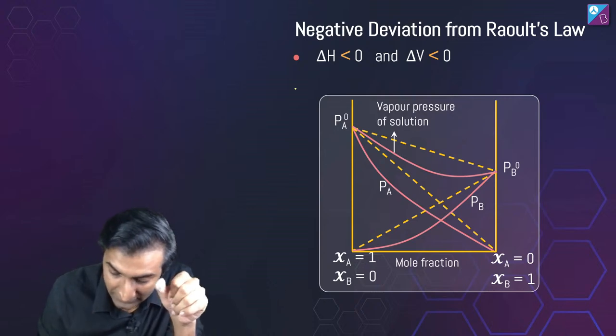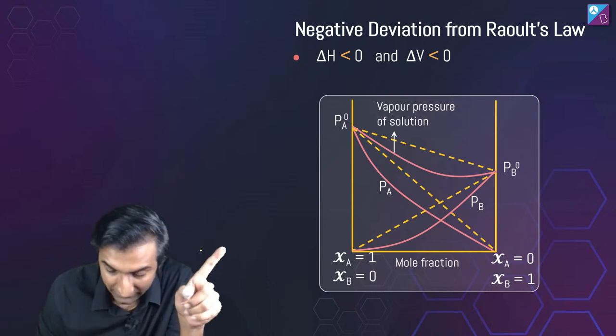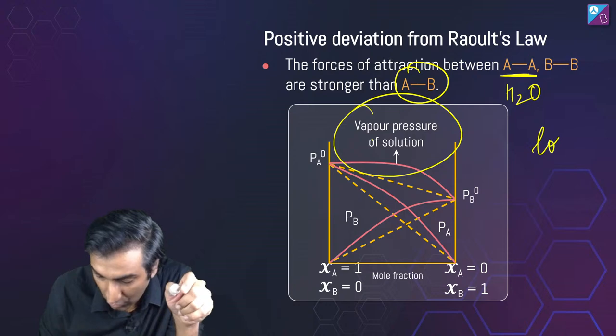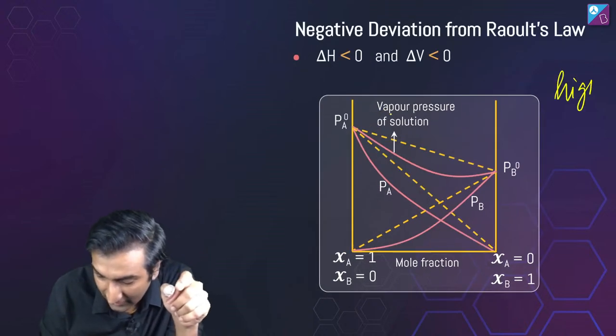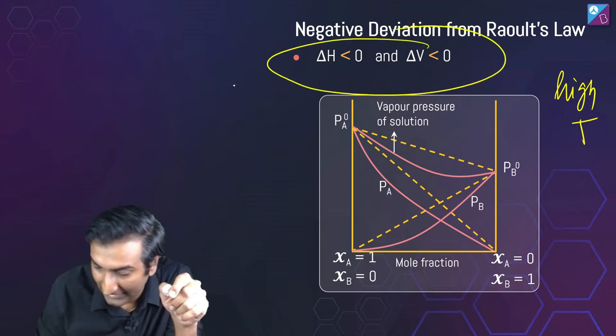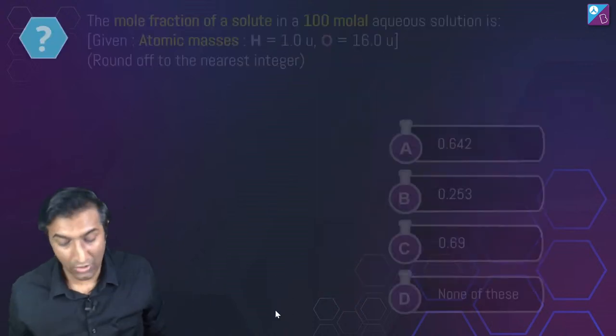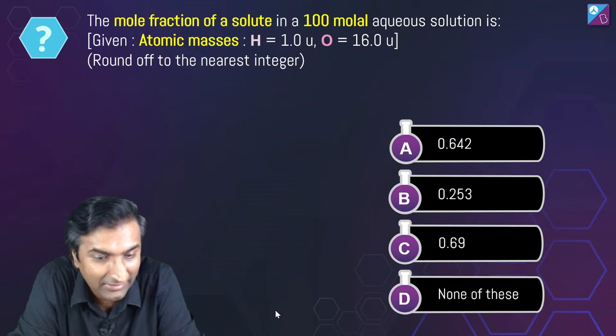And the most interesting thing is that this is for positive deviation. Positive deviation matlab low temperature. Negative deviation matlab high temperature. Aur yahan pe delta H aur delta V values badi hui. Chalo, shuru karte hain sawal. Clear.